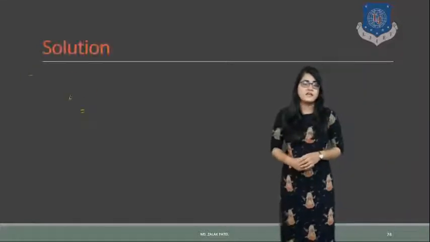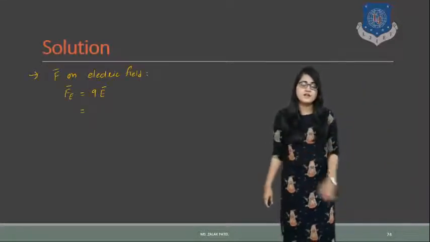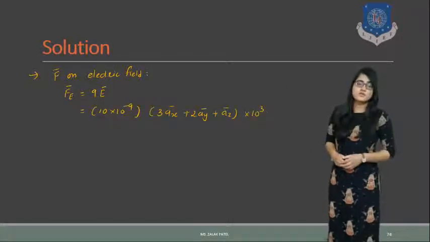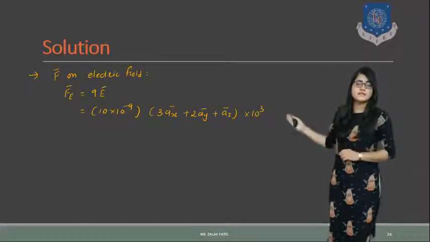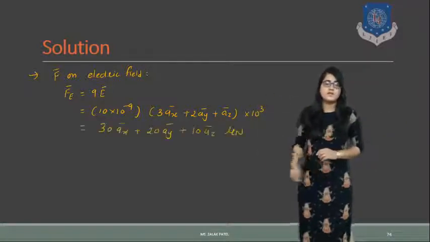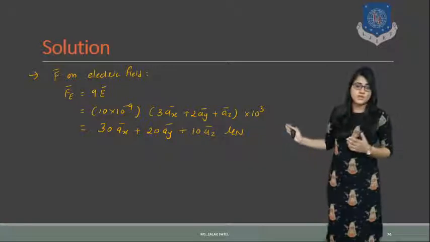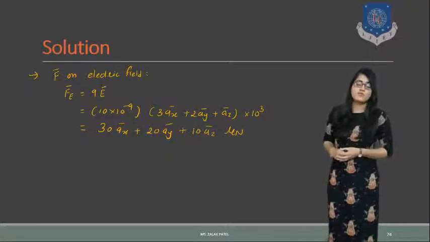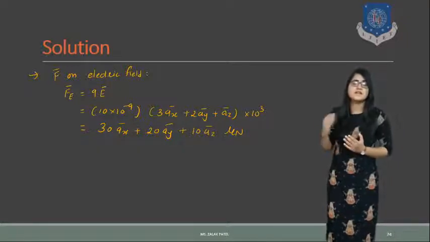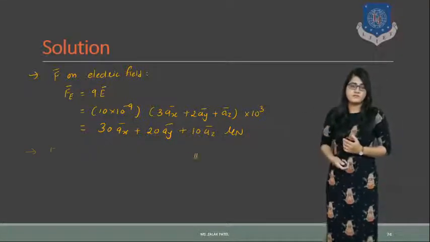For Fe, the electric force, the electric force is Q into E. The charge is given, that is 10 nanocoulomb, and the electric field intensity is (3 ax plus 2 ay plus az) into 10 raised to 3. If you solve this, it will be in micronewtons. If you want the magnitude, then again you take the square root of the sum of the squares of the individual components, that is 30 squared plus 20 squared plus 10 squared.